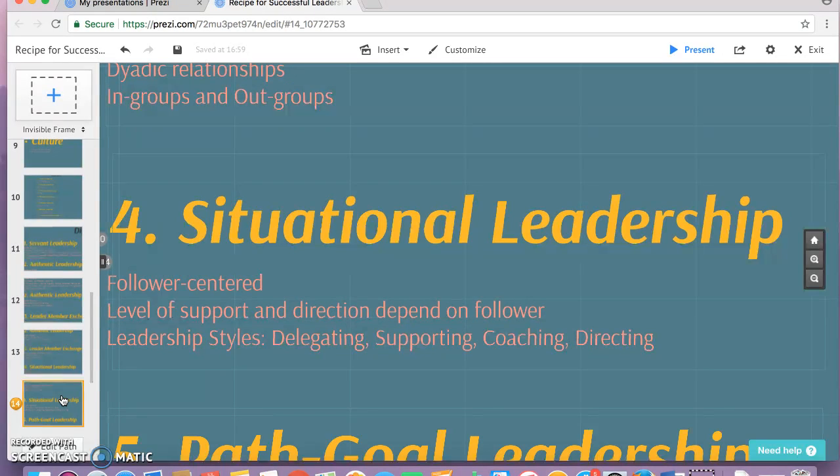Next is situational leadership, and this is, again, follower-centered, and it's the level of support and direction that the leader gives depending on the follower and the style they're in. So there are 4 different styles. There's delegating, supporting, coaching, and directing. And in each of these styles, the level of support and overall encouragement, being your follower's cheerleader, and then the level of direction you have to give the follower is different, and that's what gives you the 4 different types of leadership style.